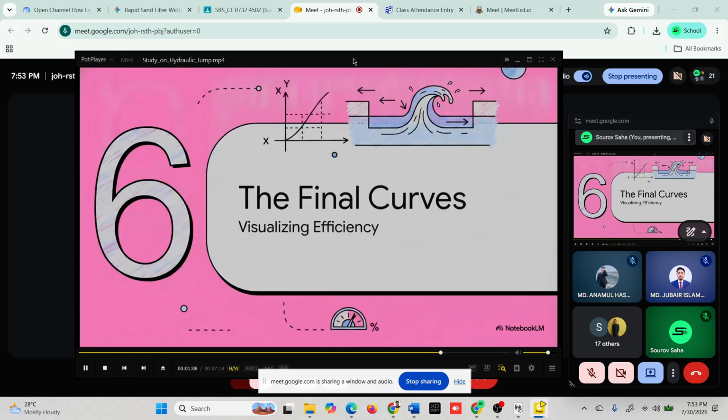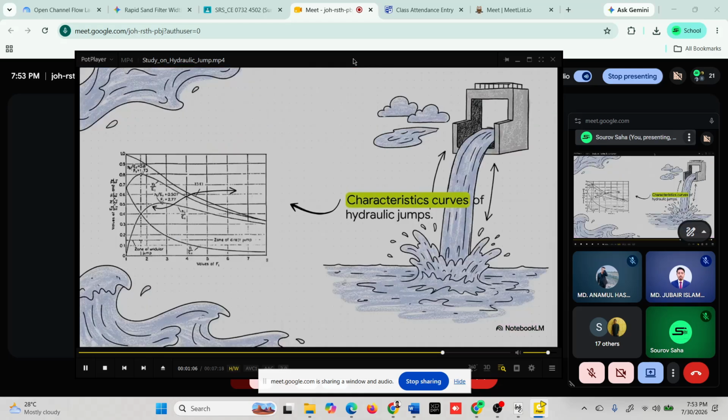Finally, Section 6, the final curves. These characteristic curves are where we turn our raw data into a real, predictive tool. Notice the curve representing E2 over E1, that's the energy efficiency of the jump. See how, as the Froude number on the bottom axis increases, that line slopes downward?